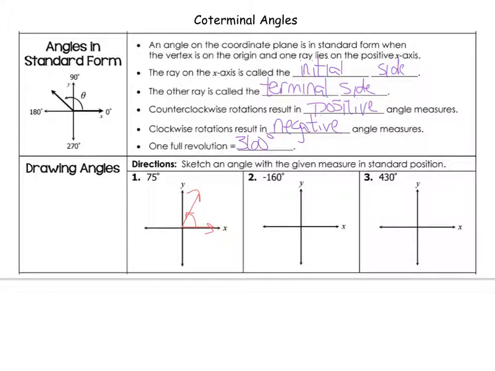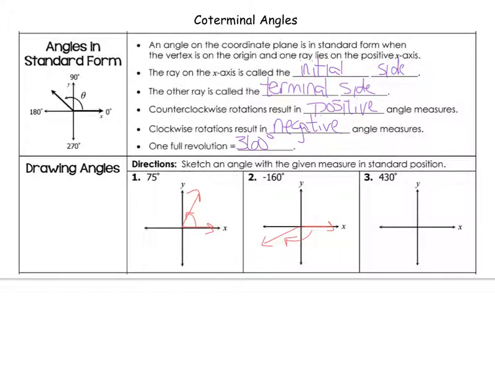Negative 160 degrees is going to go in the negative direction. Well, it's more than negative 90. If we went another quadrant, we'd be at negative 180. So we're going to back it up some. So we're going to have the initial side, and then we're going to go not quite to the 180, and we're going to say this is negative 160 degrees.